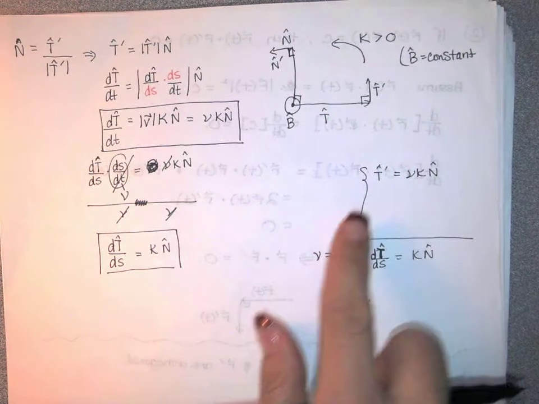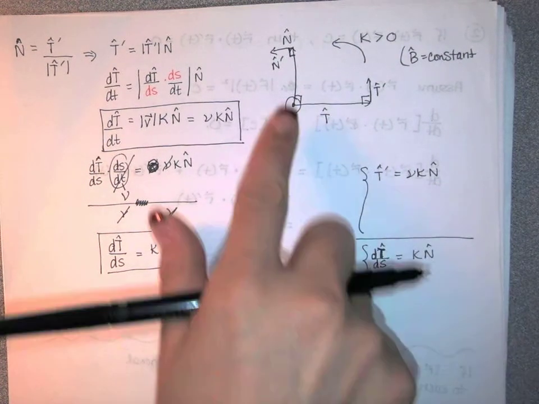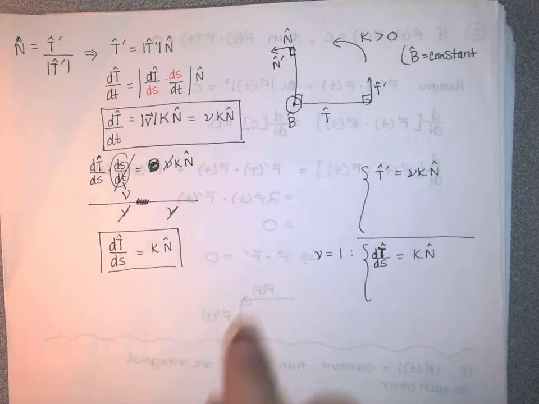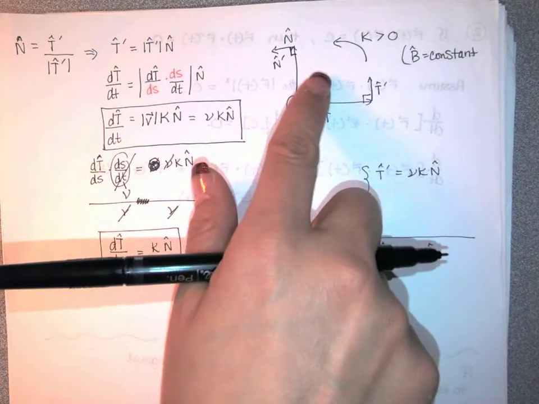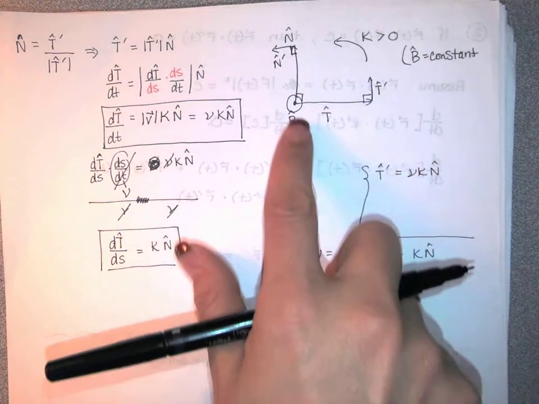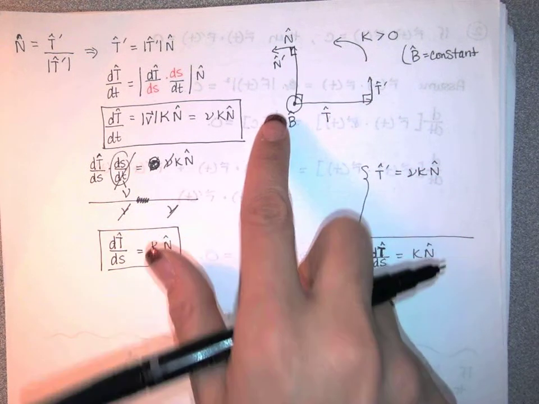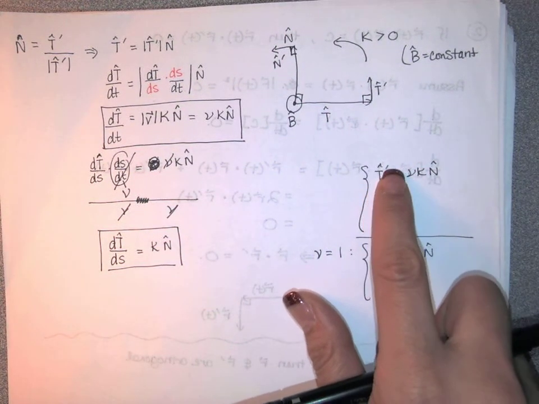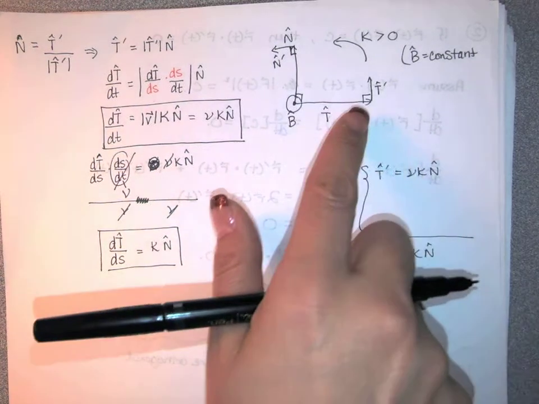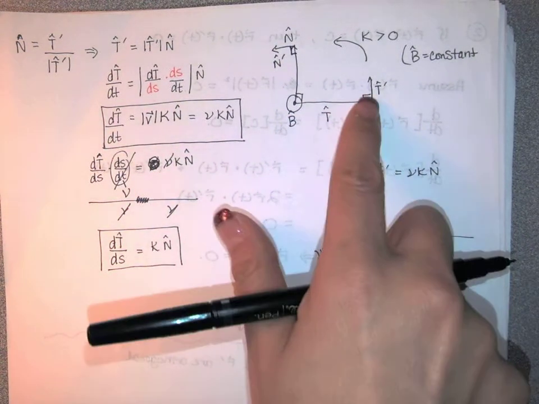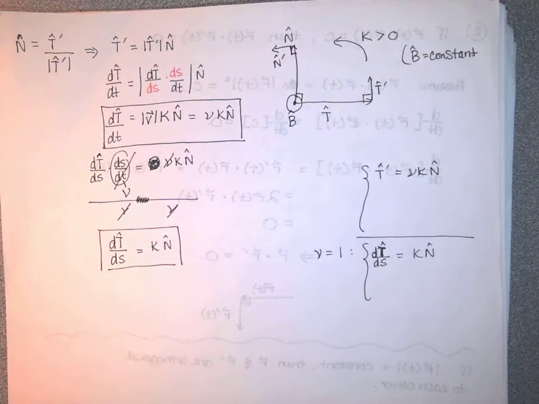So T hat is chasing N hat at this rate, and meanwhile N hat is trying to get away from T hat at this opposite rate, or at the same rate, but in the opposite direction. Notice that T hat prime and N point in the same direction, and I've got a constant times N equals T hat prime. So what that tells me is when curvature is positive, these guys are going in the same direction.